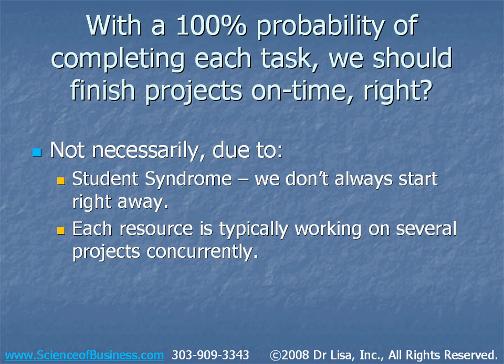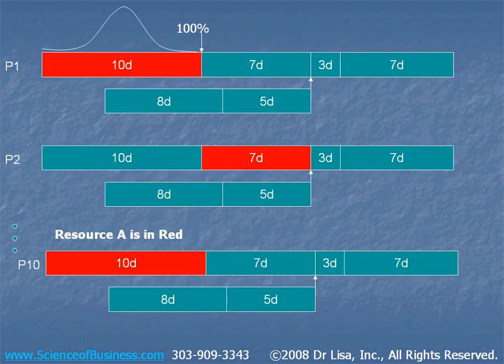And each resource is typically working on several projects concurrently. So while we might have 10 projects going on, a particular resource could be involved in many or all of those projects. So here I've added resource A in red, where you can see resource A at least is involved in 3 of the projects that we can see.